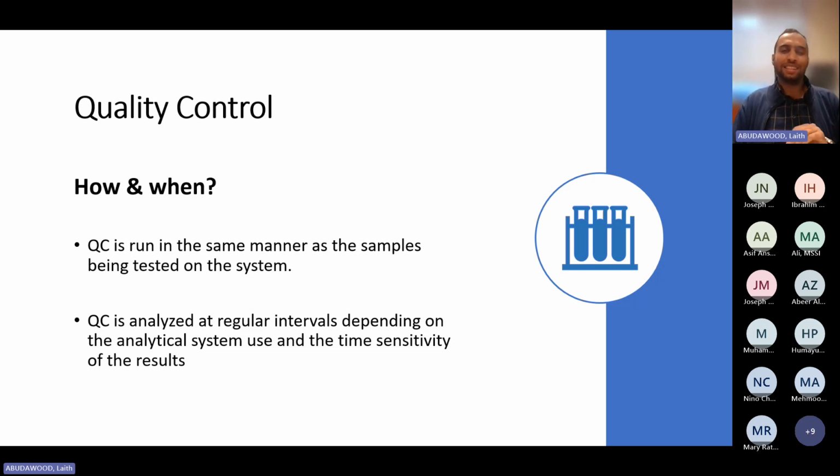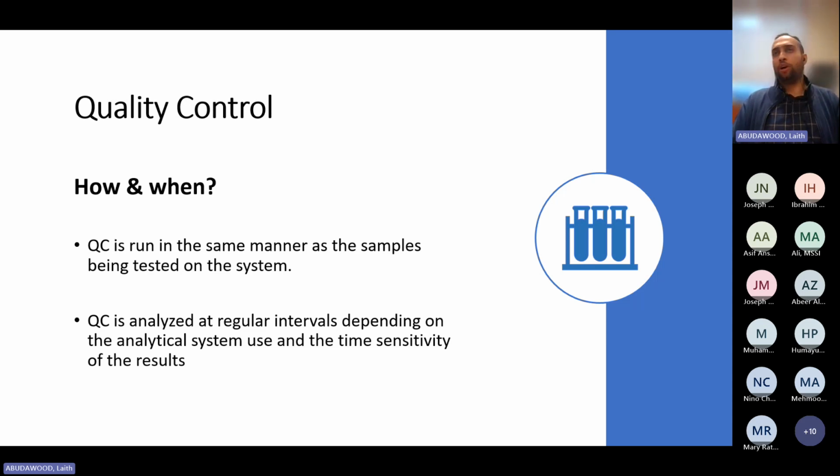Sometimes this is not exactly possible, but I have to make sure that when I process my QC, it has to be in as close as possible conditions to how I process my patient sample. So whatever variable affects my patient sample will also affect my QC, and if this variable causes too much change, my QC will fail, so I will stop testing on the system because it's not functioning as intended. Something is wrong with it.